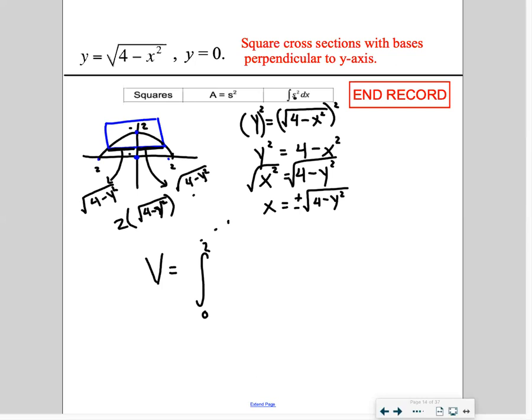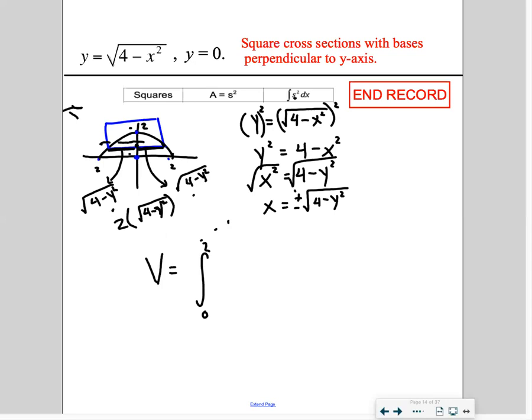Did I lose anyone there? Don't be afraid to ask. Did I lose you, Annie? Okay. So x is equal to positive or minus square root of 4 minus y squared, right? That represents the distance from here to here. But I don't want that distance. I want this entire distance. So that's why I multiplied it by 2.